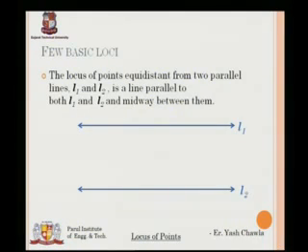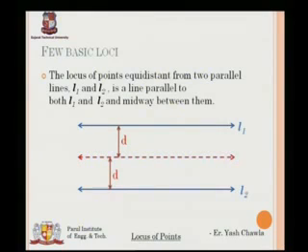Say we have a distance d from above and below. So a line that is parallel to both the lines and passing through the center would be the locus of points equidistant from L1 and L2.